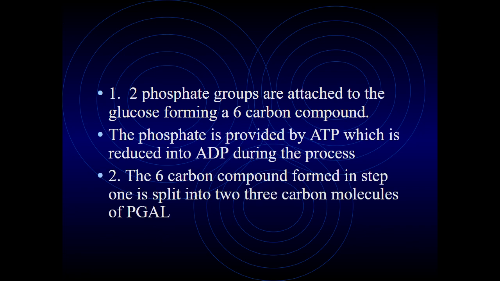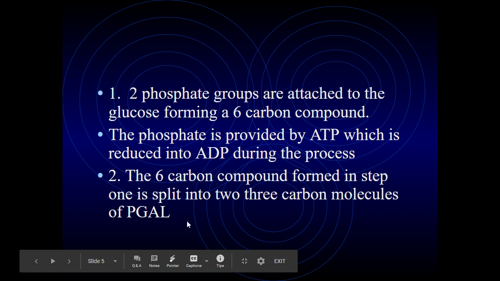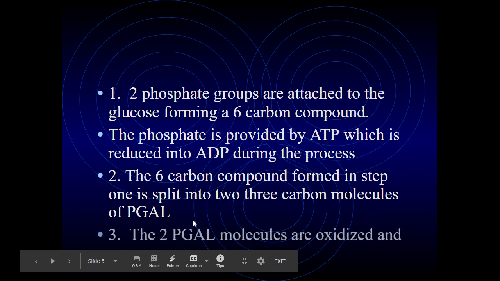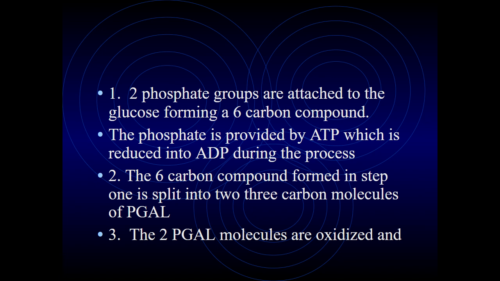So here are the steps of glycolysis. Step 1, 2 phosphate groups attach to the glucose, forming a 6-carbon compound. The phosphate is added by the ATP, which is reduced into ADP. So remember, respiration is an oxidation and reduction reaction. So you're going to have oxidation, which is use of oxygen, and reduction, which uses oxygen. Oxidation creates, reduction uses.